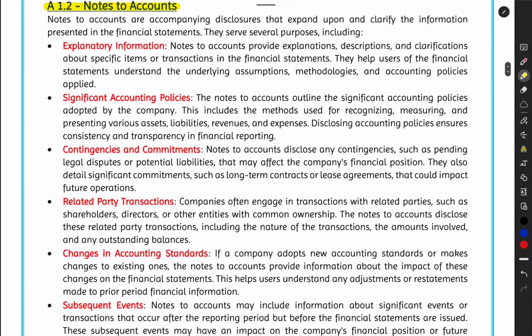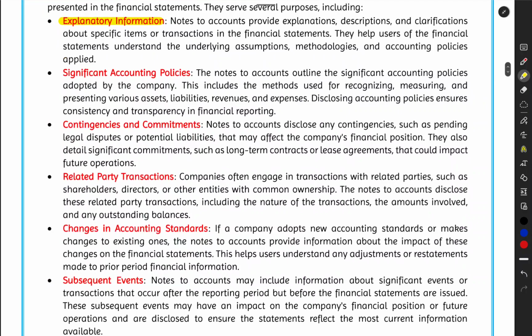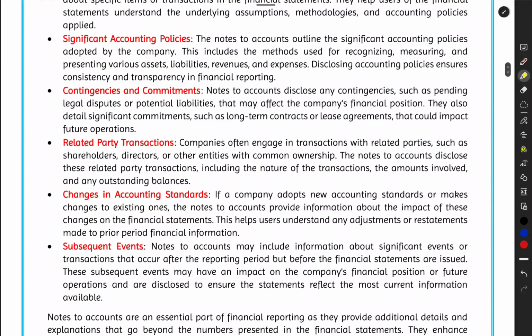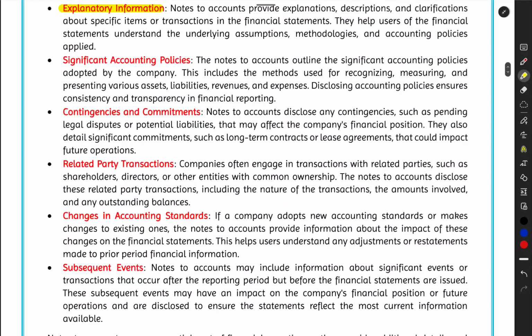The first one is explanatory information, which is what we just discussed: information explaining the elements already covered in the other financial statements. But apart from that, here come the remaining points which are very important now. What are the different assumptions that we have taken? For example, depreciation by the straight line method: carrying amount divided by expected useful life. How did you take the expected useful life? 5 years, 10 years? How did you take that?